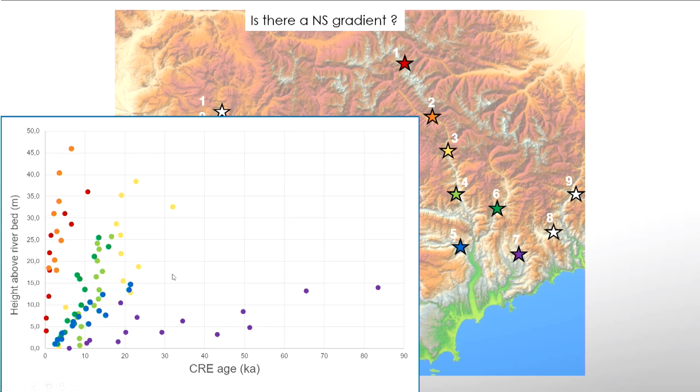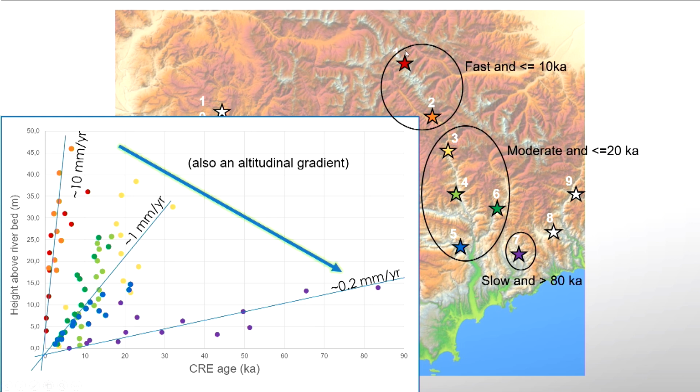We see rather three different groups. There seems to be a first group here in the upper part of the Tinée River, which seems to show, as you can see here, very recent incision, younger than 10,000 years, and at a rate which is extremely fast, around 1 centimeter per year, which is much, much higher than tectonics or whatever. At the opposite, close to the coast here in the Paillon River, we have very old incision, I mean several tens of thousands of years. It's older than 80,000 years.